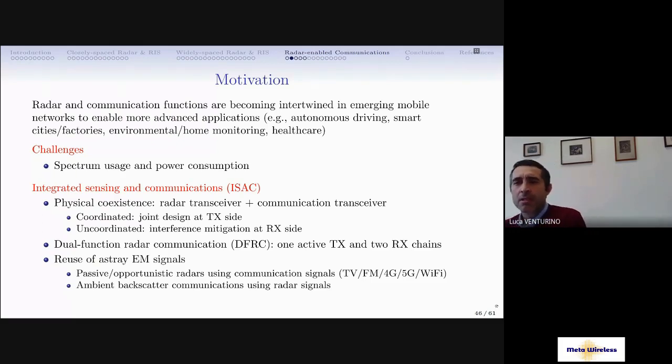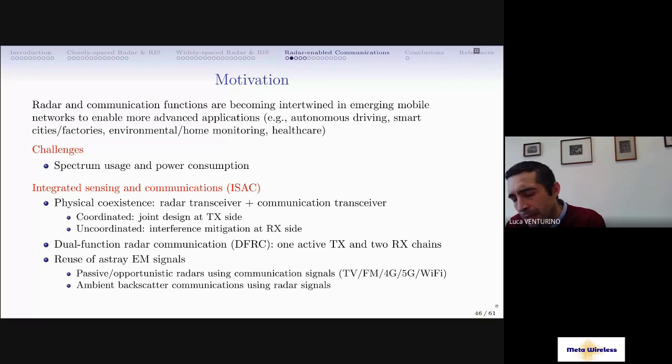a major interest in developing integrated sensing and communication solutions and technologies. And up to now, we have seen quite many solutions to allow integrated sensing and communication, ranging from physical coexistence between two autonomous systems, which have a dedicated radar transceiver and a dedicated communication transceiver with different levels of coordination, up to the most recent concept of dual function radar communication, where we have just one active transceiver and two receive chains, one dedicated to the communication function, the other one to the radar function.